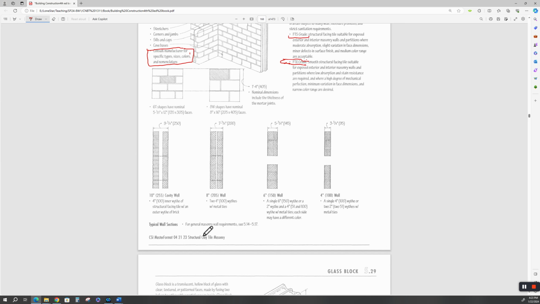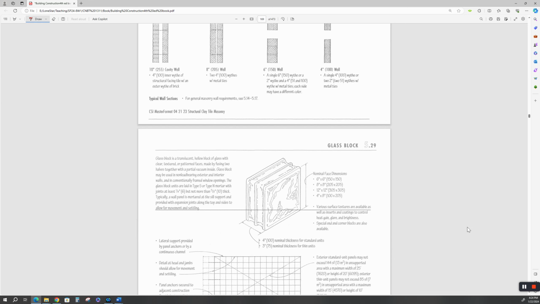Typical wall sections. Here's your cavity wall again. There's nothing in it. There's just an 8-inch wall, two of the small ones stacked together. A 6-inch wall would be a 2-inch width and a 4-inch width. And a cavity wall would be a 4-inch inner width of structural facing tile with an outer width of brick. So this would be your facing tile, and this would be your outer width. But when we spec this, we just used it also as the exterior.